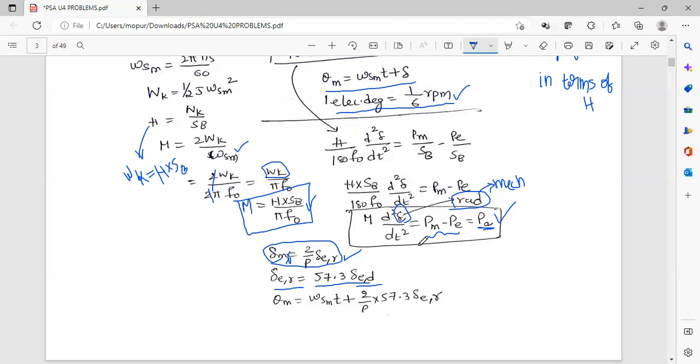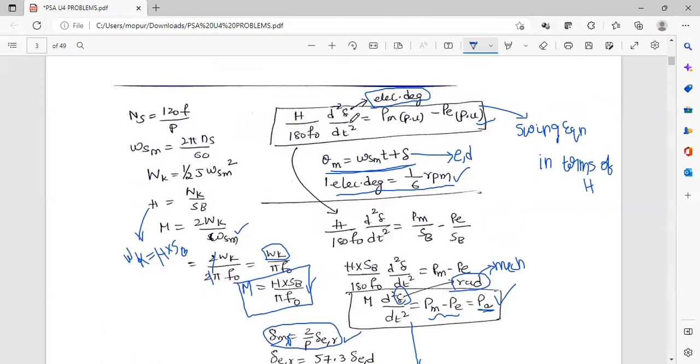So you can write this equation. Here, this is the θm formula. In this θm formula, this δ is directly in electrical degrees, so you can convert this into RPM. Now in the same θm formula, the δ is taken from the swing equation which has H. So the δ is directly in electrical degrees.